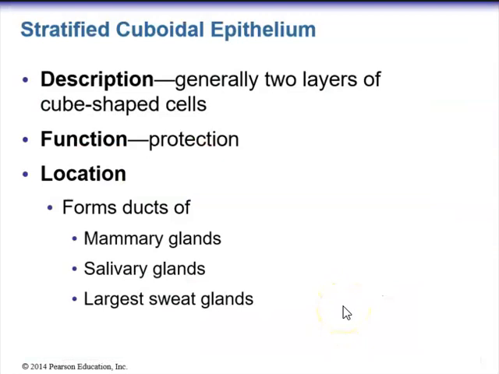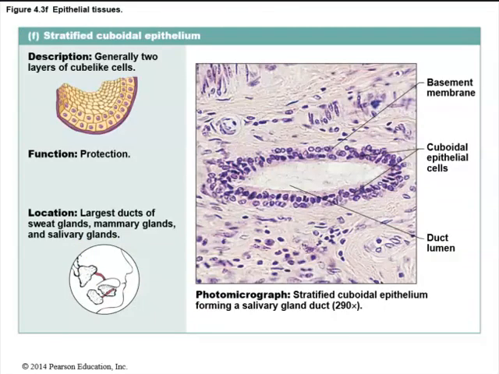The next type of stratified epithelium is the stratified cuboidal epithelium. Generally, it has only about 2 layers of cube-shaped cells. The main function of the stratified cuboidal epithelium is protection. We can find this type of epithelium forming the ducts of the mammary glands, the salivary glands, and the largest sweat glands. Again, just a summary: about 2 layers of cube-like cells, main function is protection, found in the largest ducts of sweat glands, mammary glands, and salivary glands.